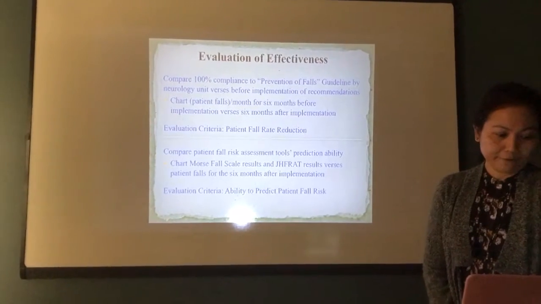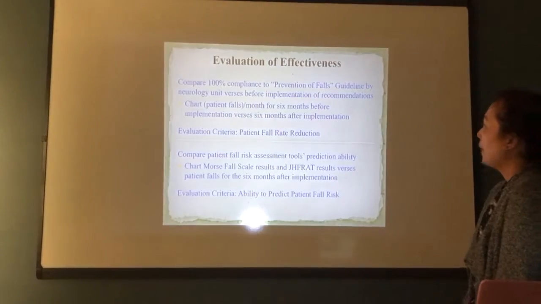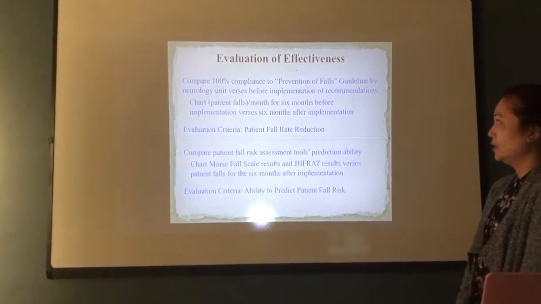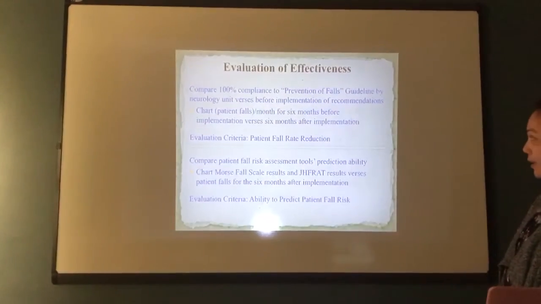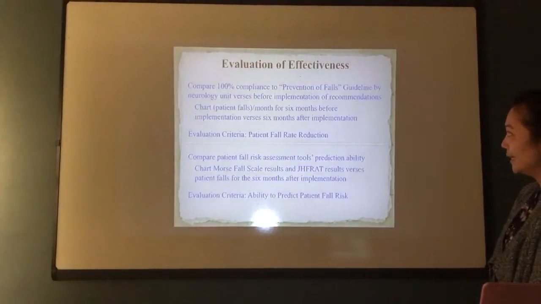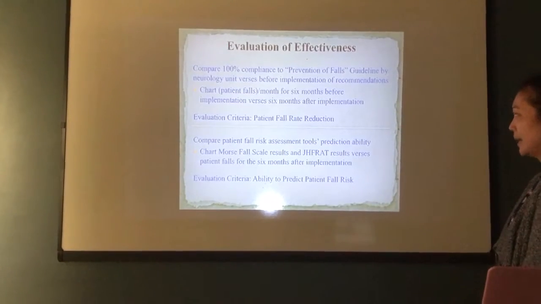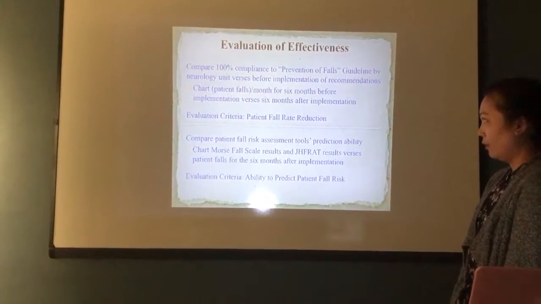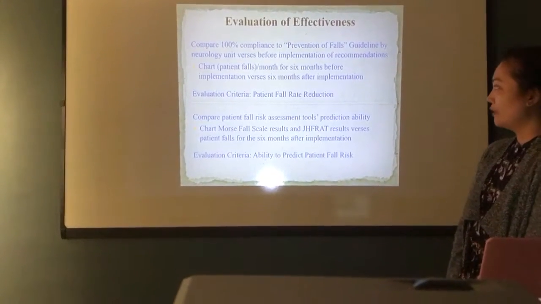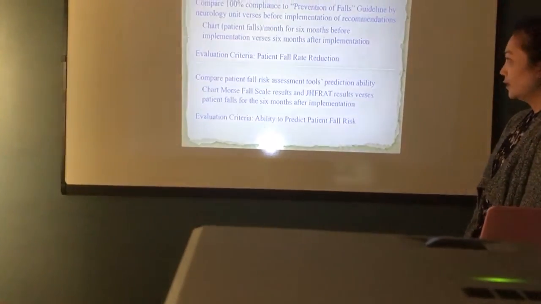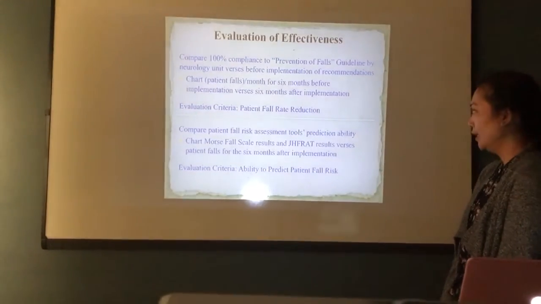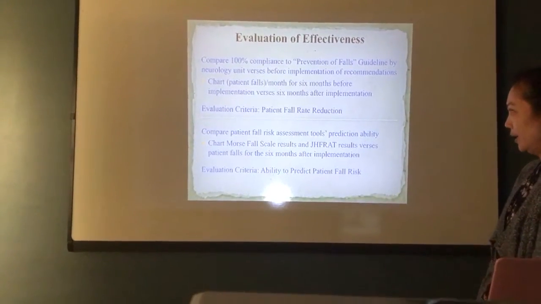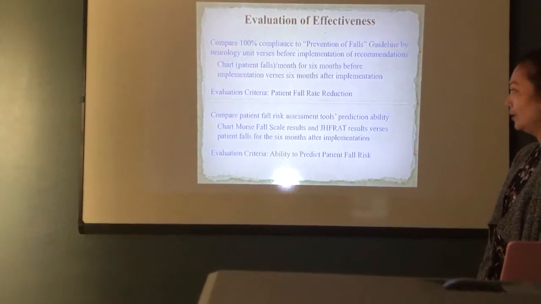How to evaluate the effectiveness of the proposed recommendation? Compare 100% compliance to the prevention of falls guideline by the neurology unit versus before implementation of recommendations. Chart patient falls per month for 6 months before implementation versus 6 months after implementation. Evaluation criteria: the patient fall rate will be reduced. Compare patient fall risk assessment to prediction ability. Chart Morse Fall Scale results and Johns Hopkins Fall Risk Assessment Tool results versus patient falls for the 6 months after implementation. Evaluation criteria: ability to predict patient fall risk.